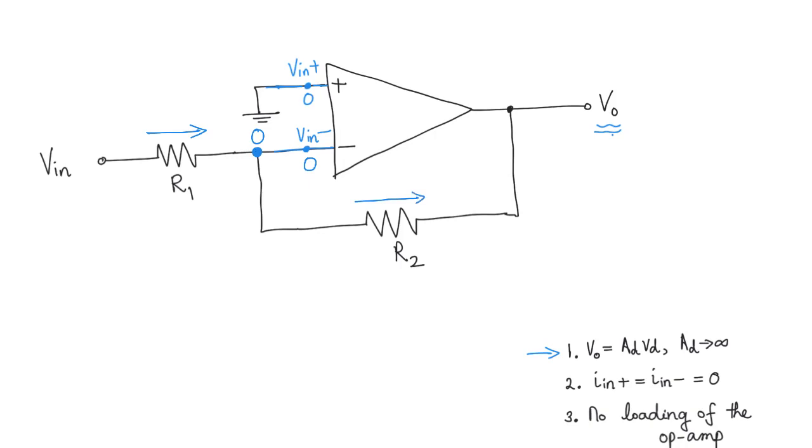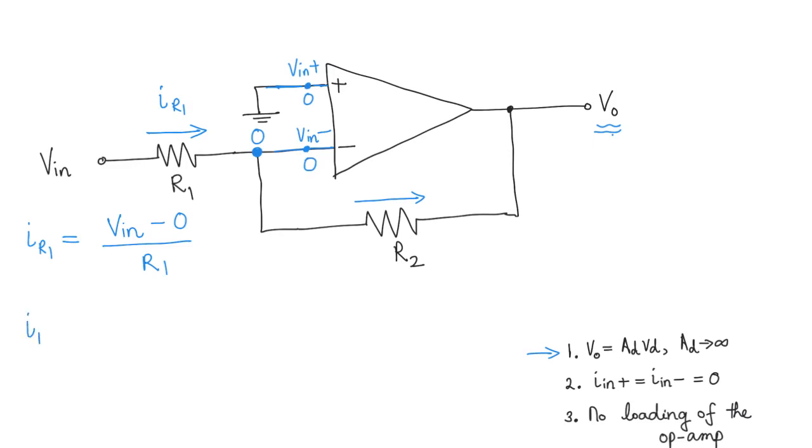What is it going to be? So the current through R1, IR1, is going to be what? What's the voltage across this resistance? There is a V in here and there is a 0 here. So the voltage across is V in minus 0. And if you divide that voltage by the resistance, you should get this current. So we can write IR1 equal to V in minus 0 divided by R1.